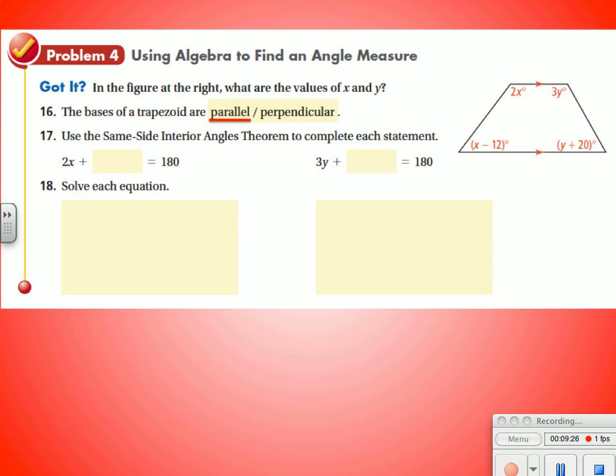Finally, we're going to look at using algebra to find an angle measure. So in the figure at the right, what are the values of x and y? The bases of the trapezoid are parallel.